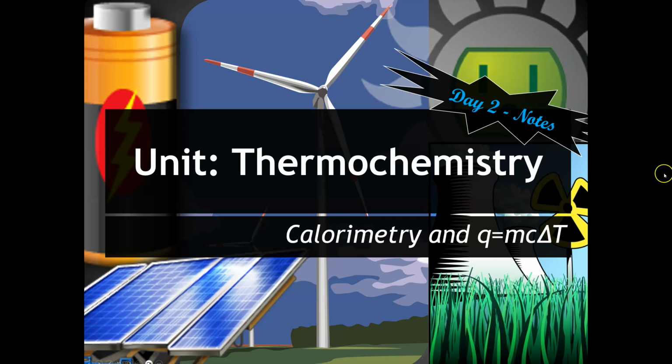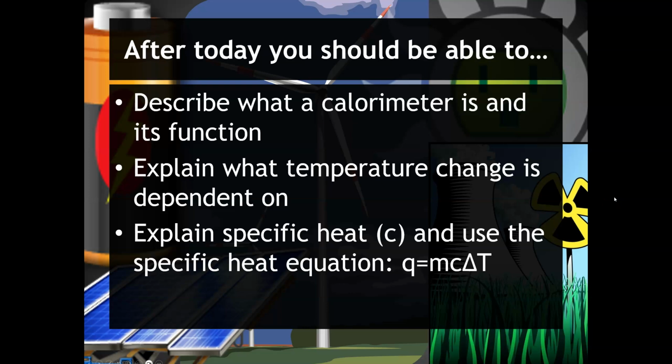Calorimetry and Q equals mcΔT for thermochemistry day 2. After today, we should be learning about what a calorimeter is and its function, explain what temperature change is and what it's dependent upon, and also specific heat, and use the specific heat equation of Q equals mcΔT.